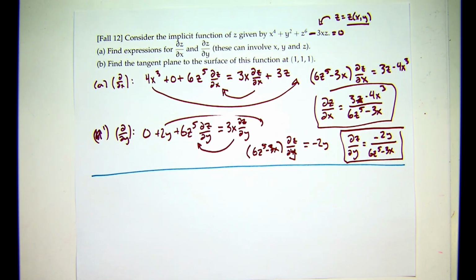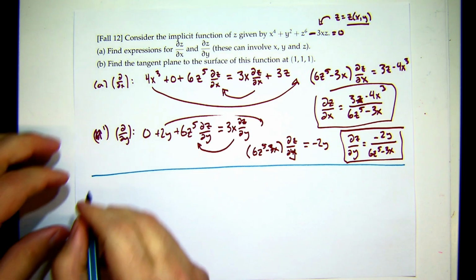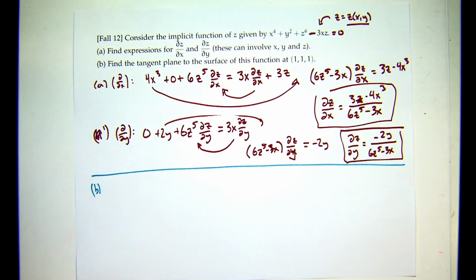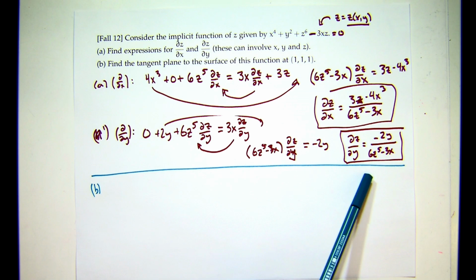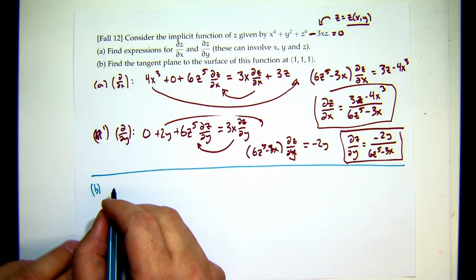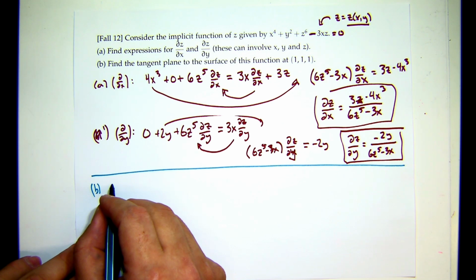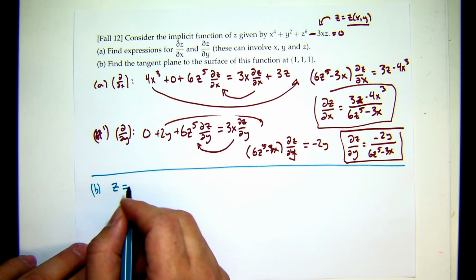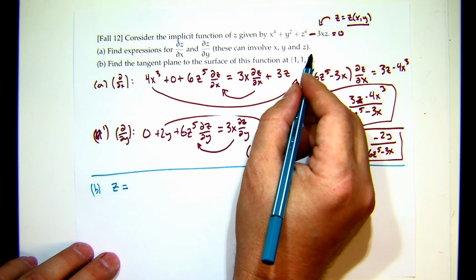Okay, part B. Find the tangent plane to the surface of this function at 1, 1, 1. Well, what do I need to know to find the tangent plane? Well, I need to know the derivatives. That's one way to do it. Do I know what the derivatives are at 1, 1, 1? They're right here. So what do I have? Well, I would say that my tangent plane would be equal to the value of z at that point. Well, there it is. It's 1.